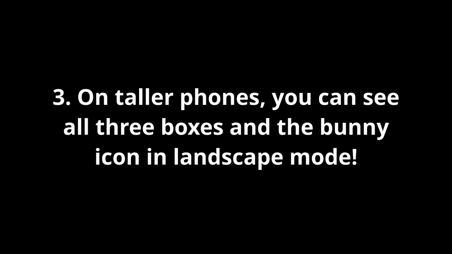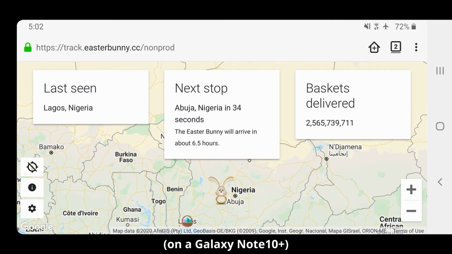Additionally, on taller phones, if you have like a Galaxy Note, the Galaxy S9 or higher, or actually S8 or higher, sorry, when you do go into landscape mode, you can see all three boxes, including last stop, next stop, and baskets delivered, which is super cool.